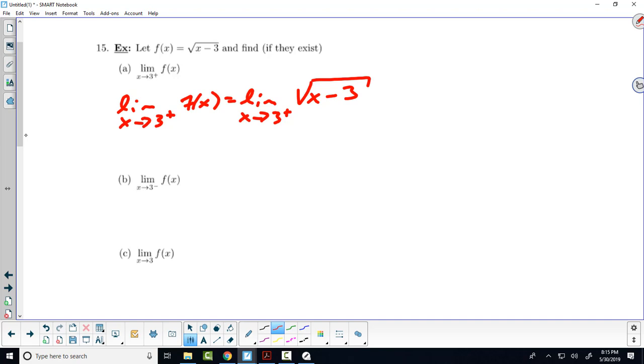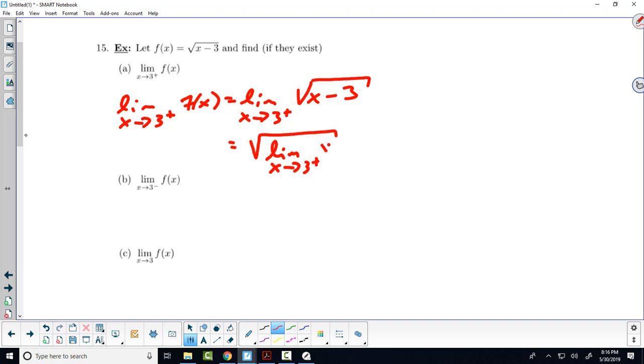I am allowed to pass a limit through a square root function. There's a property that we'll talk about that says I'm allowed to pass a limit through a square root function as long as the radicand doesn't come out to be what? Negative. Well, what numbers am I plugging in for x? Numbers to the right of 3, like 4, 3.5, 3.1. When I subtract 3 from that, I will always get a what? Positive number. Can I take the square root of a positive number? Yes. So I can pass this limit through the square root.